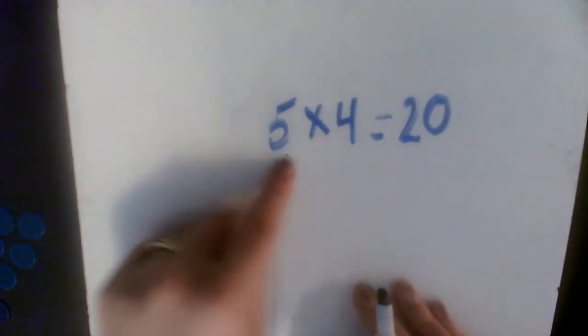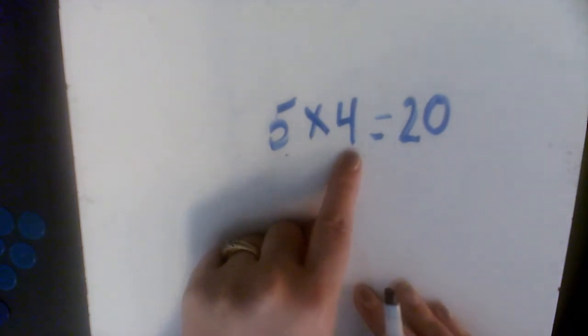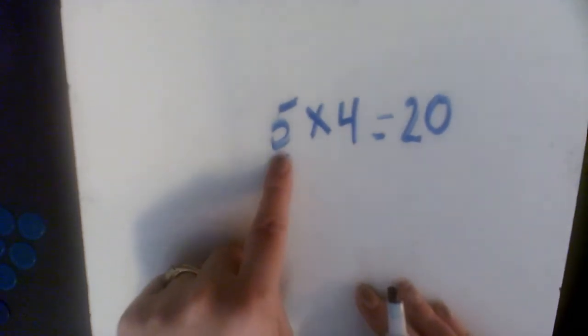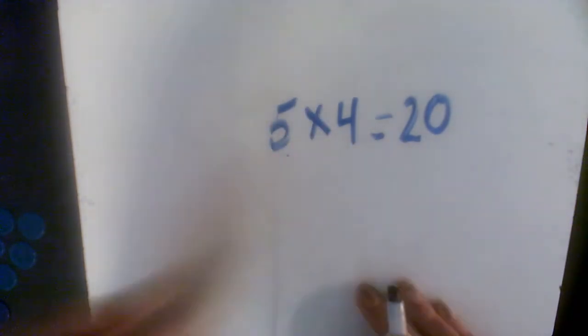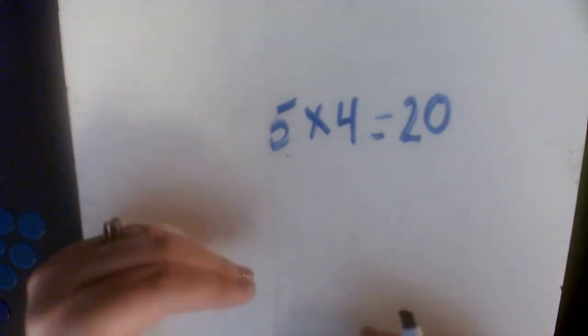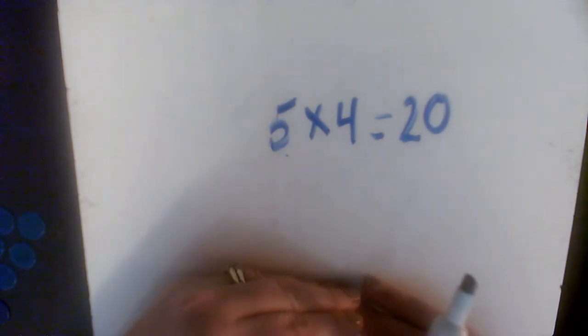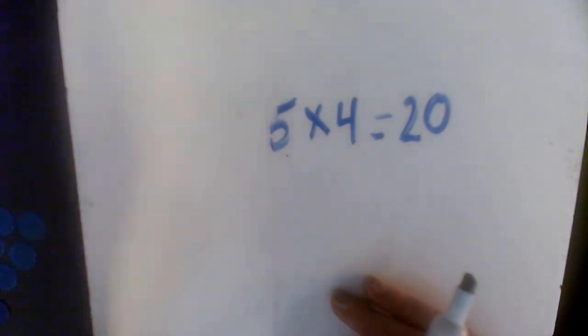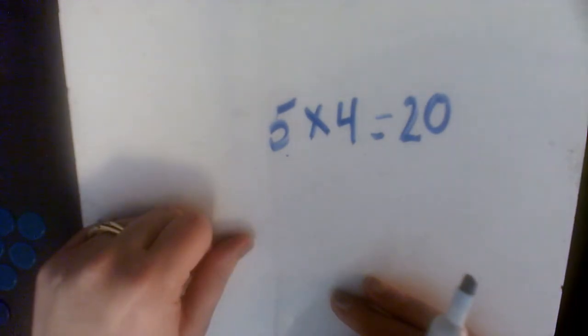Now, when I see this question, I might not have decided to use the double, double strategy. I might have decided to count by 5s, and that would have been fine too. 5, 10, 15, 20. Okay, so give this double, double strategy a try. Think of the other factor, double it, and then take that answer and double it again.